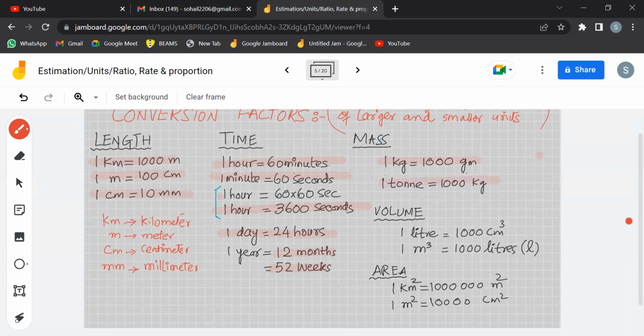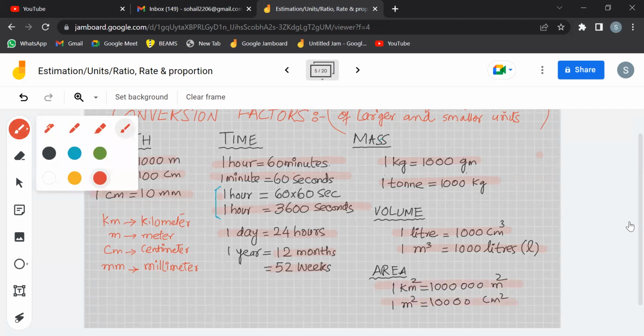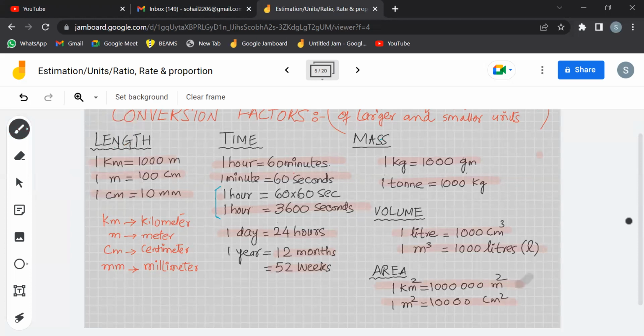For the volume, 1 liter is equal to 1000 centimeter cubed, and 1 meter cube is equal to 1000 liters. So for the area, 1 kilometer square is equal to 1 million square meters, and 1 meter square is equal to 10,000 centimeters square.